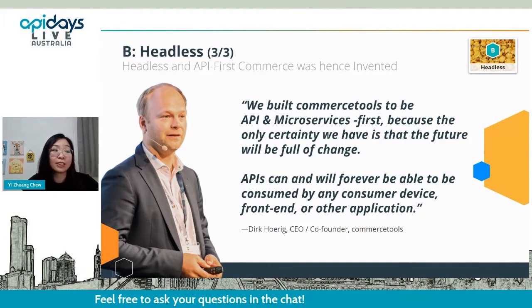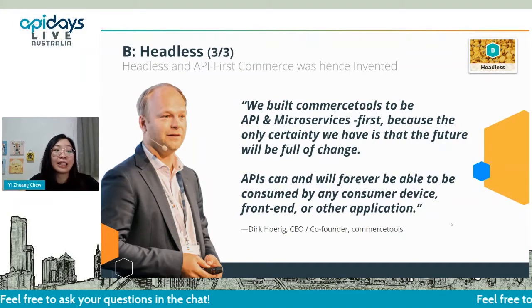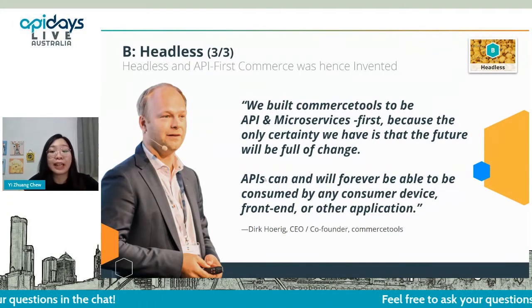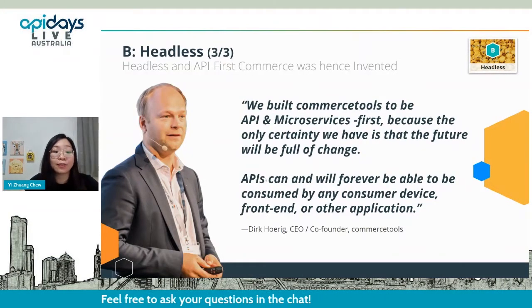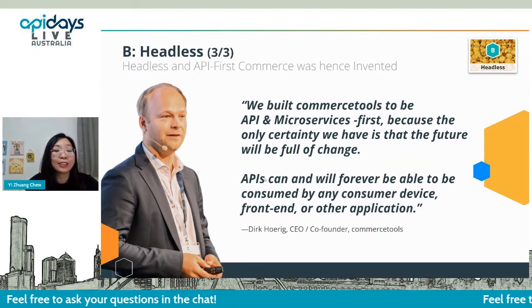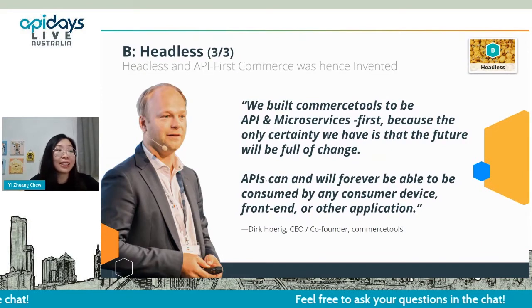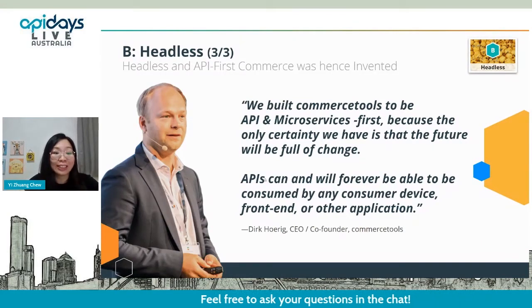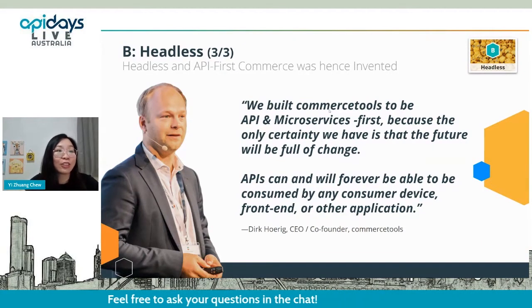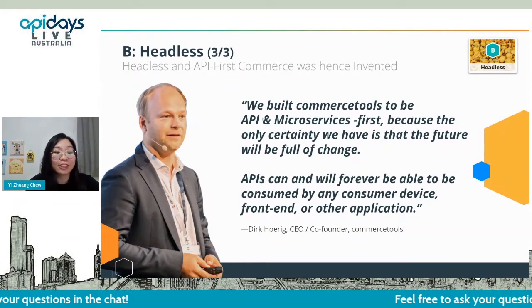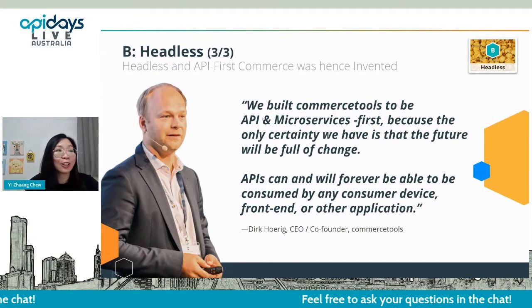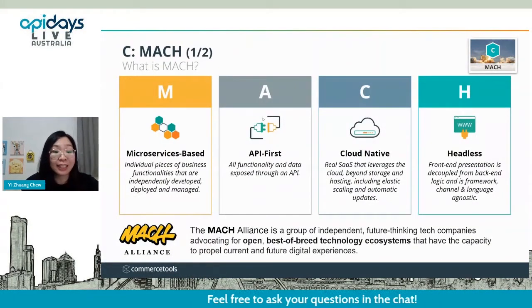So what he wanted to do was that he believed that APIs can and forever will be consumed by any customer device, front end, or any other applications. It is the way forward because that's the only way that you can connect any touch points to your engine itself. And together with that, he also advocated for a few other concepts, which is the microservices-based approach, API-first approach, as well as a cloud-native approach, which then brings us to the next topic of what we call MACH.